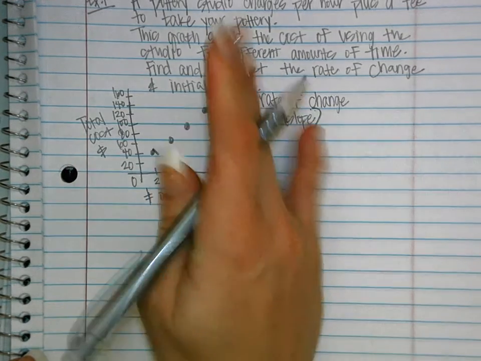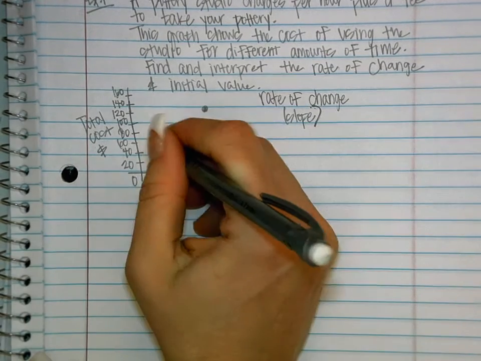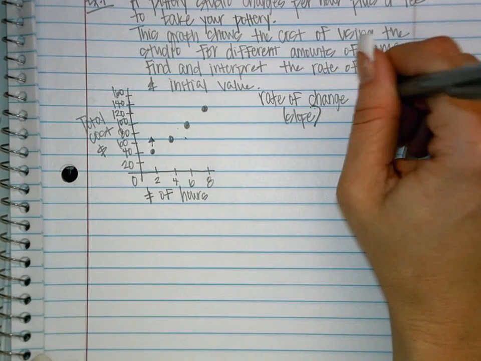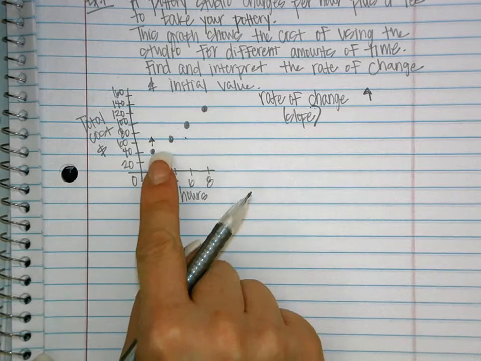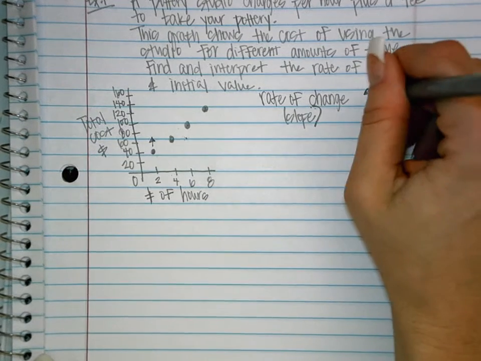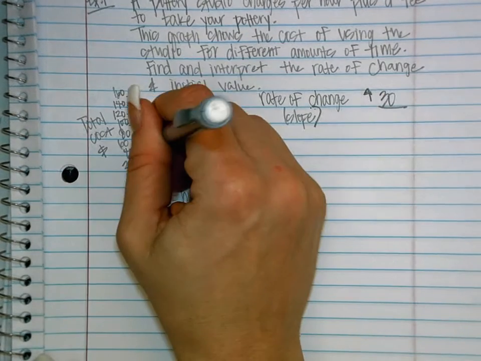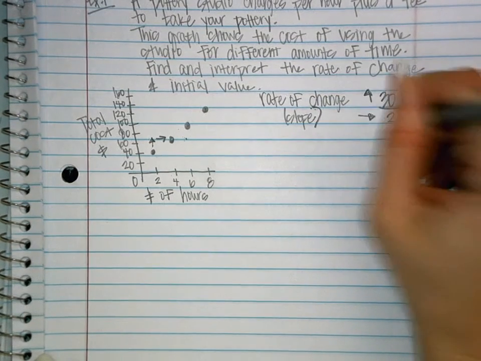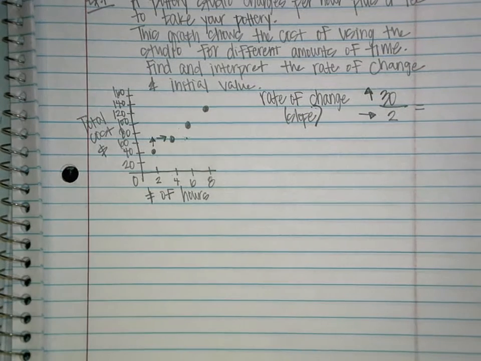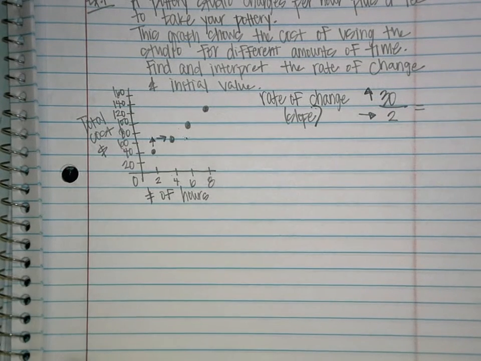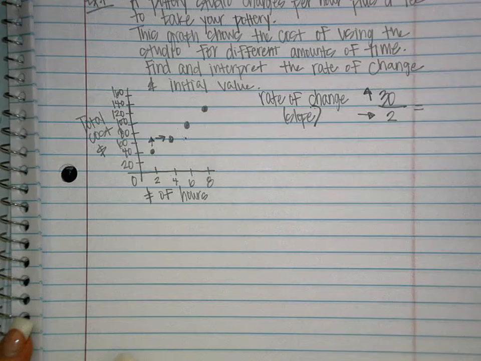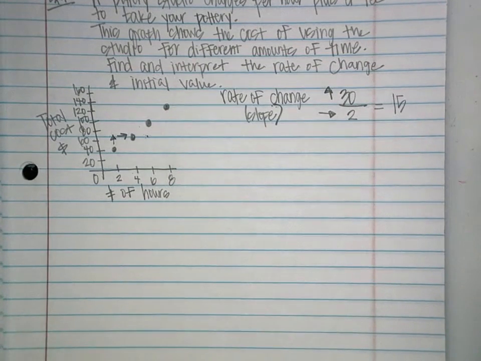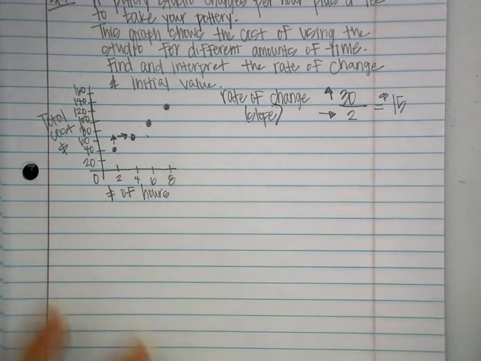How much do you go up if you go from 40 to 70? You go up 30. And then how far would you go over, from 2 to 4? Over 2. So if you reduce that, what is your rate of change? What's 30 divided by 2? What does that reduce to be? 15. So my rate of change would be $15, basically.